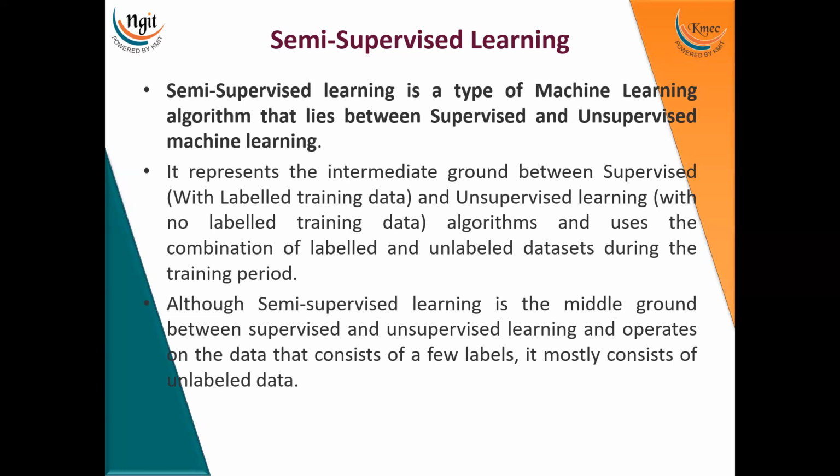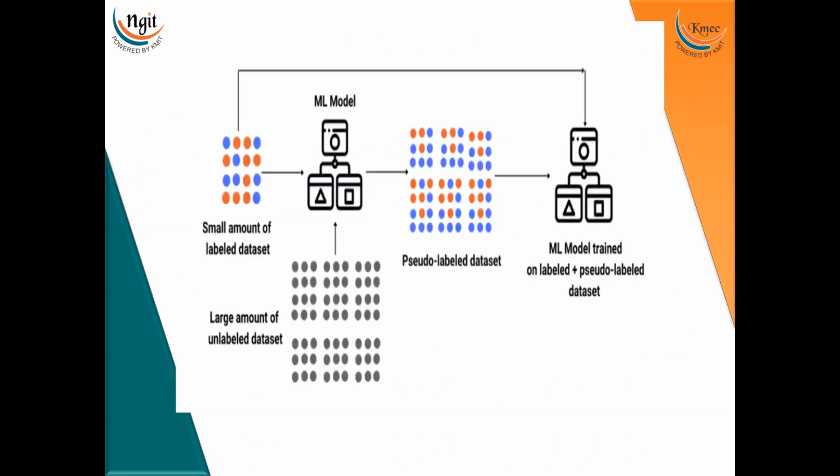Semi-supervised learning is the middle ground between supervised and unsupervised learning and operates on data that consists of few labels, mostly consisting of unlabeled data. When you take semi-supervised machine learning, there will be some part of labeled data. Most of the part is unlabeled data. This is the diagrammatic representation.